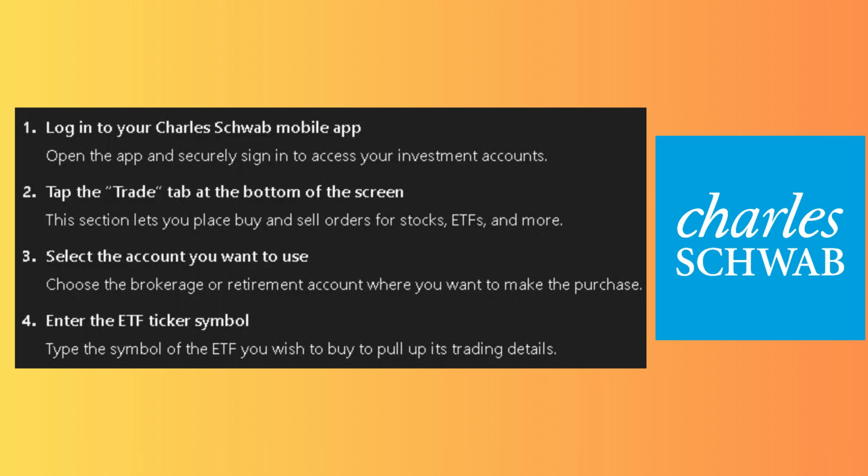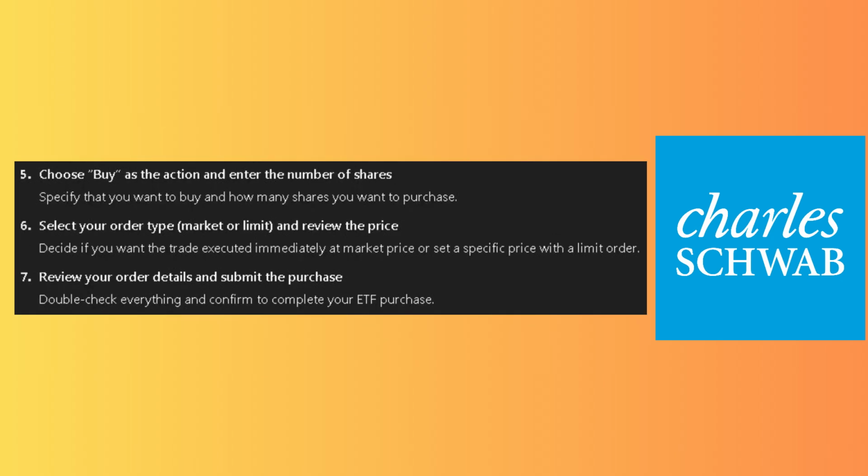Enter the ETF ticker symbol. Type the symbol of the ETF you wish to buy to pull up its trading details. Choose buy as its action and enter the number of shares or the purchase price. Specify how much you want to buy or how many shares that you want to purchase.